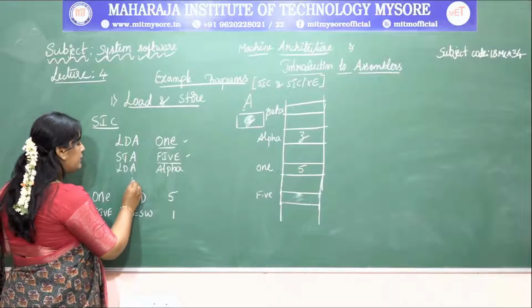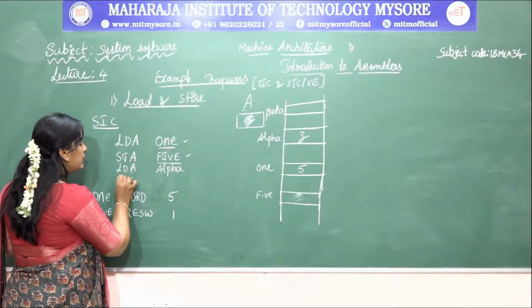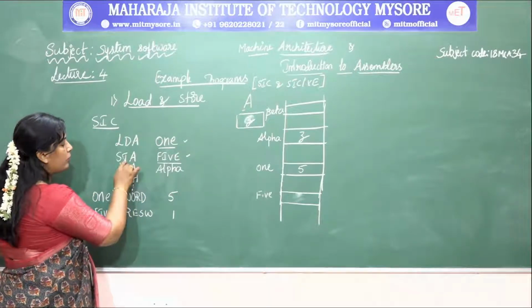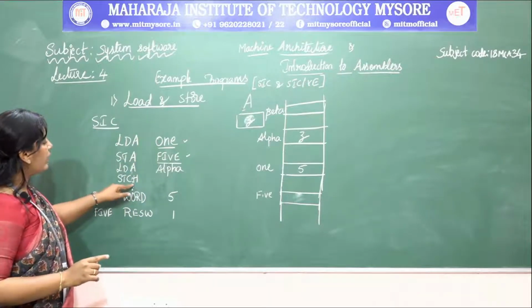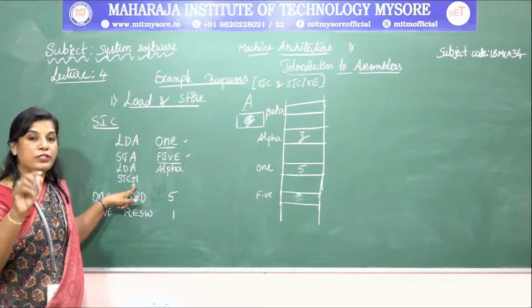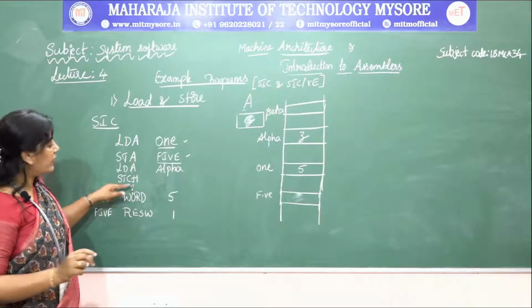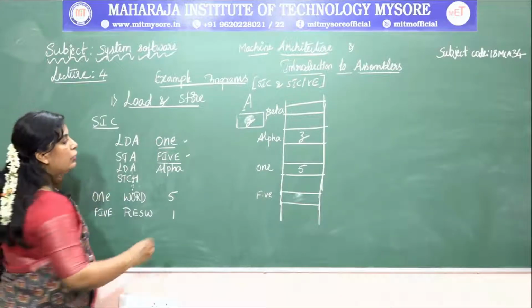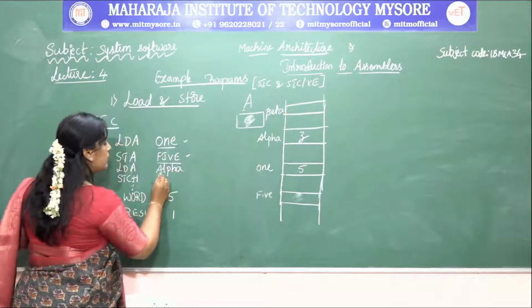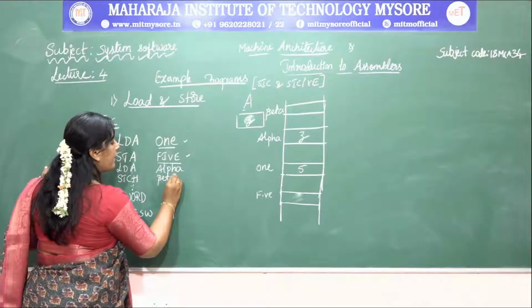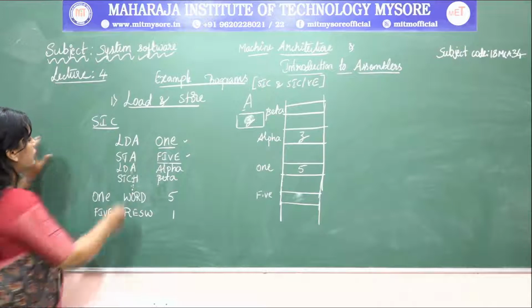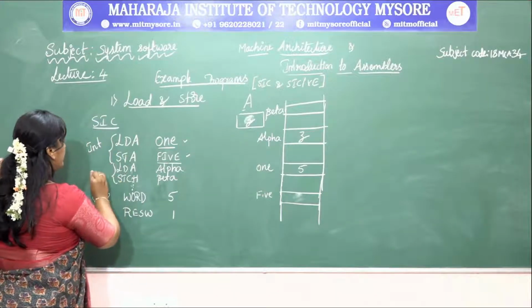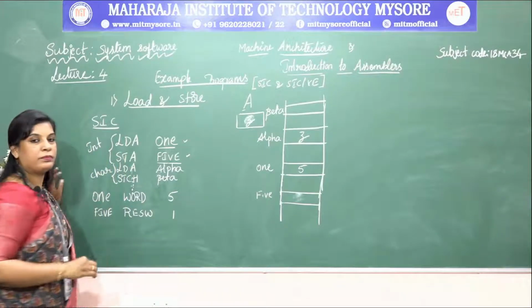So here I am not using any ASCII value, just the store character instruction. Store accumulator is for integer values. Store character means whatever character is present in the accumulator, I am going to store the same character to another memory location, that is Beta.